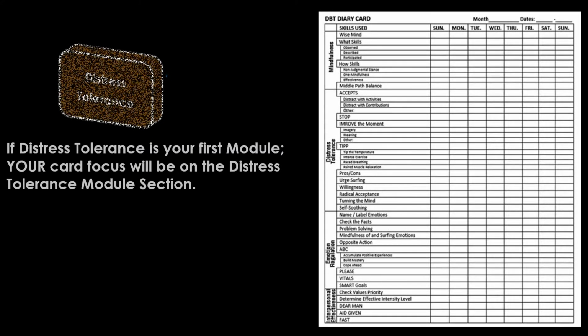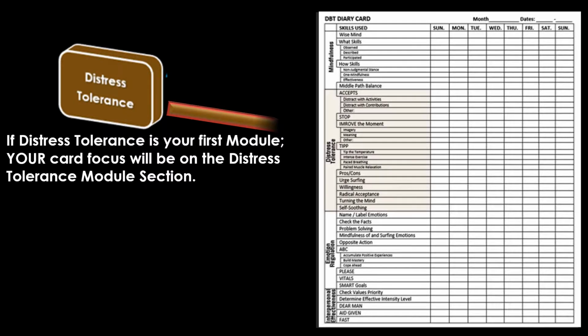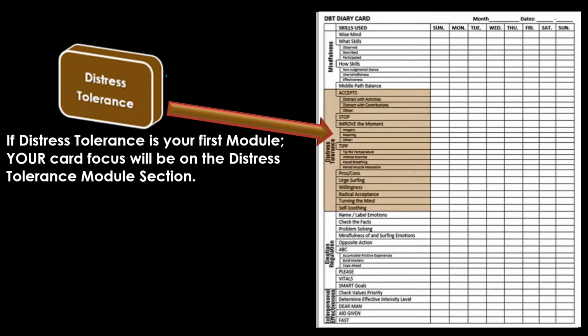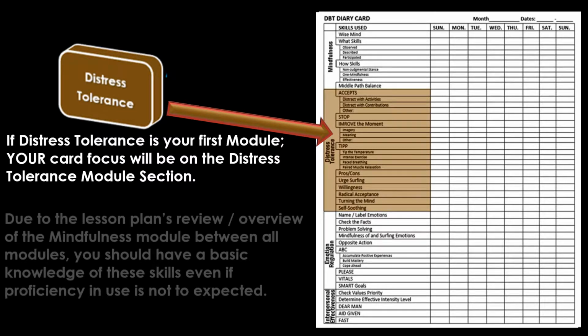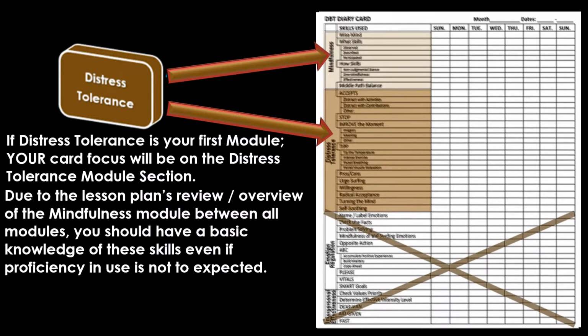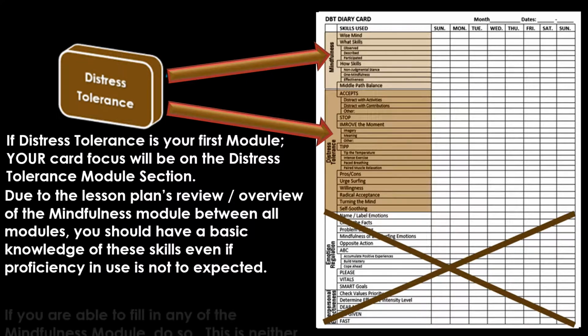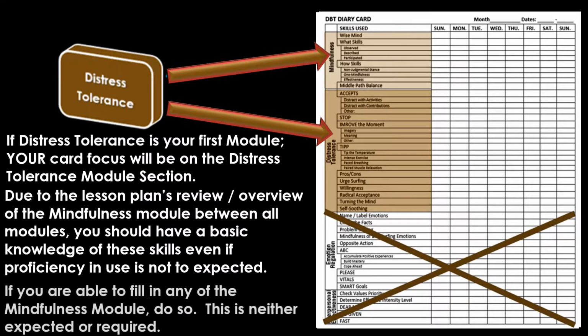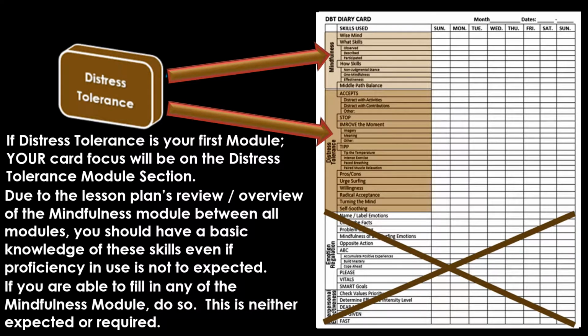If distress tolerance is your first module, your card focus will be on the distress tolerance module section. Due to the lesson plan's overview of the mindfulness module between all modules, you should have a basic knowledge of these skills even if proficiency in use is not to be expected. If you are able to fill in any of the mindfulness module, do so. This is neither expected nor required.